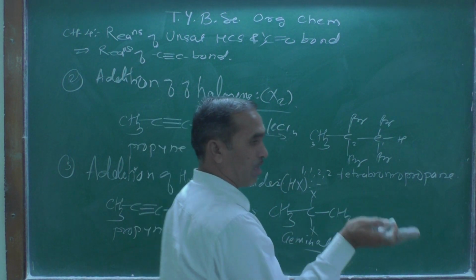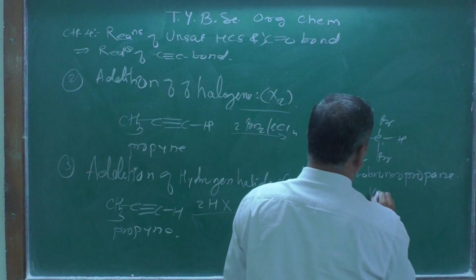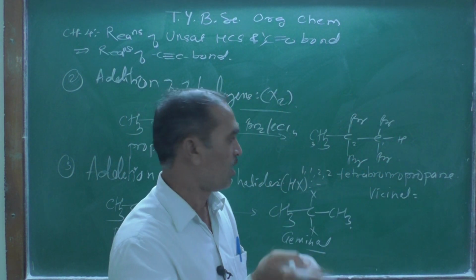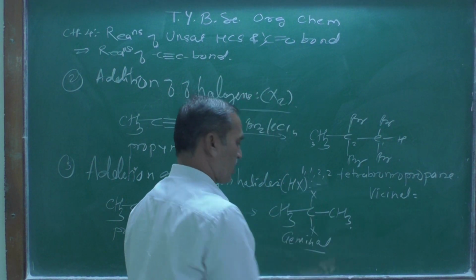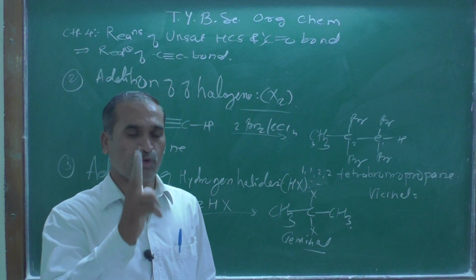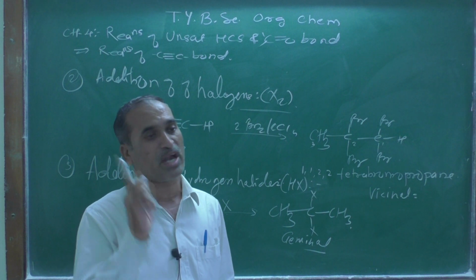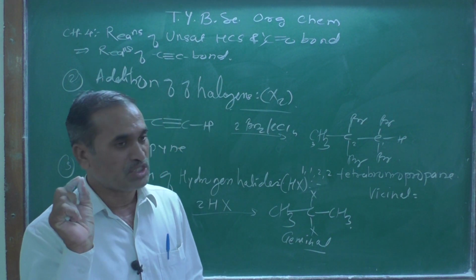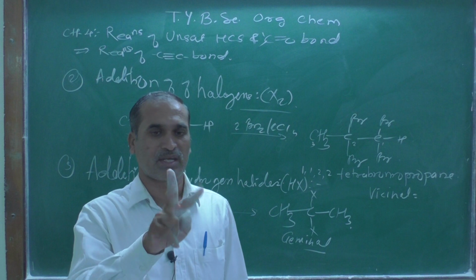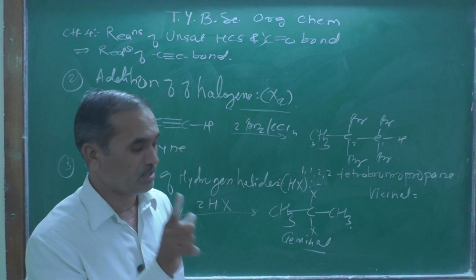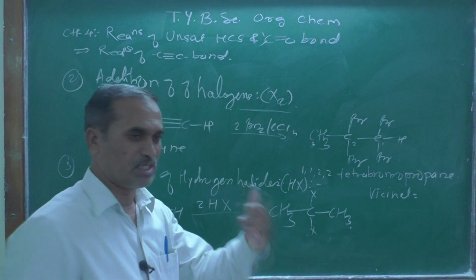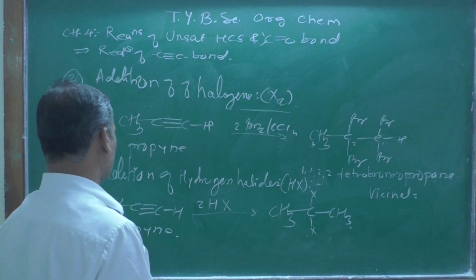Geminal, and previously we learned vicinal. Vicinal means they are present at adjacent carbon atoms. Geminal means 2 functional groups, such as the same halogen, are present on the same carbon atom. That position is always termed geminal, and if the 2 halide groups are present on adjacent carbons, that position is known as vicinal. Why we get this, we will see later while studying the mechanism of this reaction.